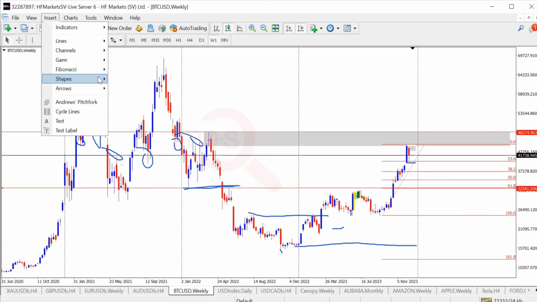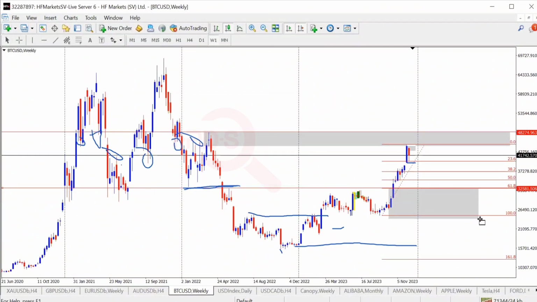Okay, I will expect my buying pressure to come back inside this place. So once the market comes back inside this place, between 26,000 and 32,000, I am going to start buying Bitcoin again, with my SL slightly below the previous week's low. Okay, this is what I will be saying now.